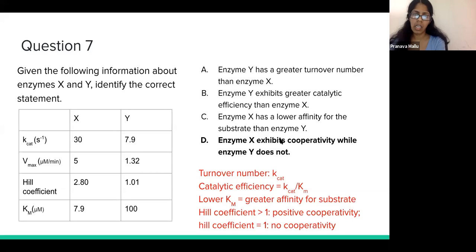And then D, you're looking at cooperativity. The only thing relevant that's given in the chart is the Hill coefficient. Y has a Hill coefficient of 1, which means it has no cooperativity, whereas X has a Hill coefficient of 2.80, which is greater than 1, which means it exhibits positive cooperativity.